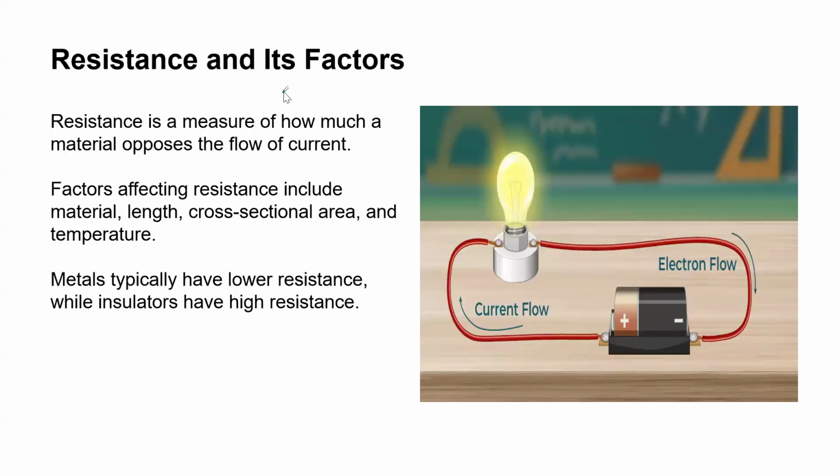Now the next thing that we are going to look at is resistance and its factors. What is resistance? Resistance is a measure of how much a material opposes the flow of a current. It opposes the rate of flow of electricity in a conductor. So it means that the higher the resistance, the lower the current that will flow through the conductor. That is what I want us to understand. Resistance is a measure of how much a material will resist or oppose the flow of a current.